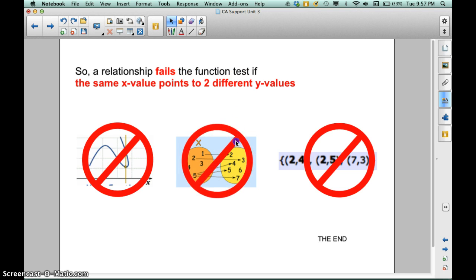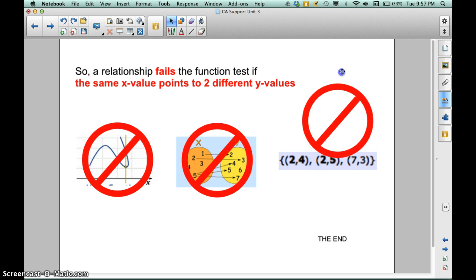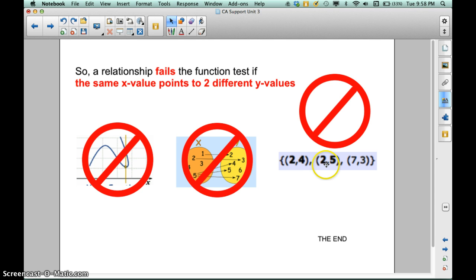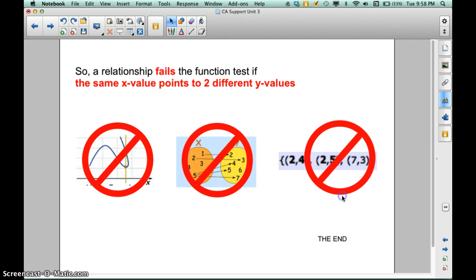It fails. And in the last case, we had the same value of x going to 2 different values of y. All of these things are telling you the same things in different formats. It's going to take some practice, and your regular teacher in class will go over this again, but this is a good start to get you used to it.